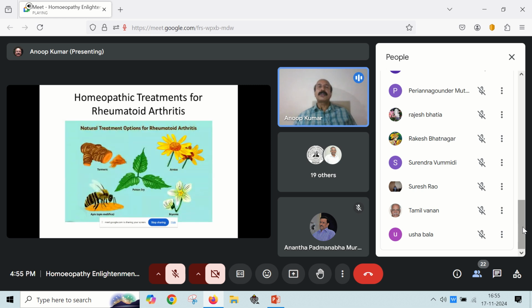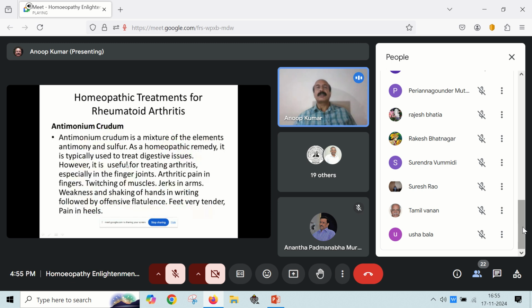So now, for rheumatoid arthritis, we will see which natural medicines are helping. Among natural treatments, turmeric helps. Then arnica, poison ivy, Bryonia and Apis mellifica. These are the natural medicines for rheumatoid arthritis. So we will see how effective they are.